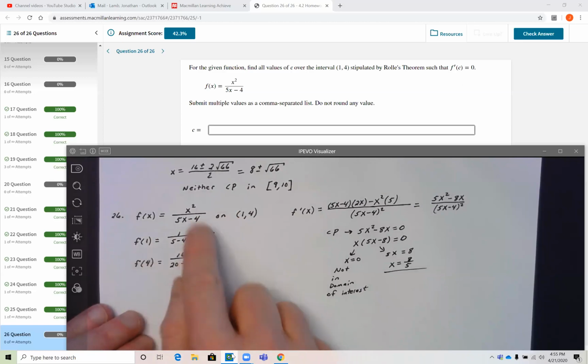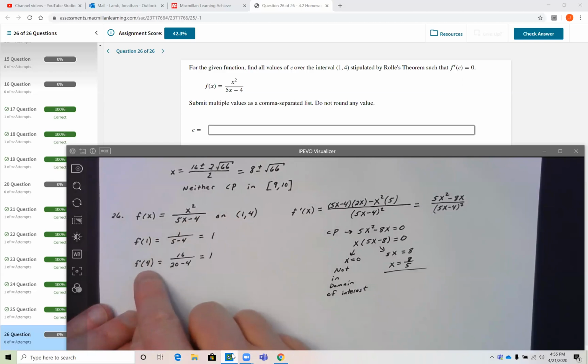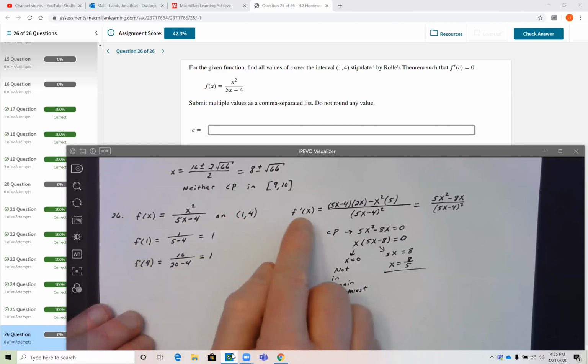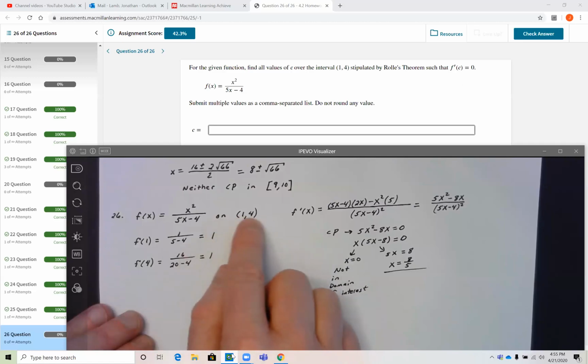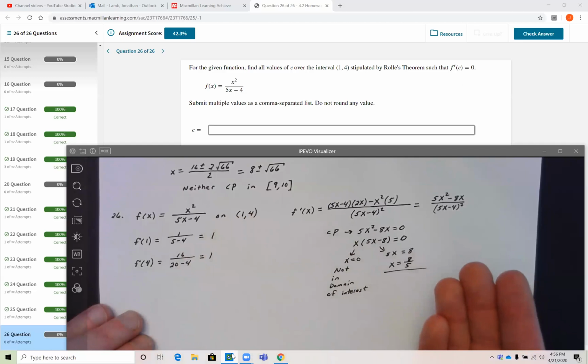If you plug a 1 into this function, you get a 1. You plug a 4 into it, you get a 1. So since the function is beginning and ending at the exact same y value, then the derivative better be equal to 0 for some x value in between 1 and 4. That's what Rolle's theorem tells you.